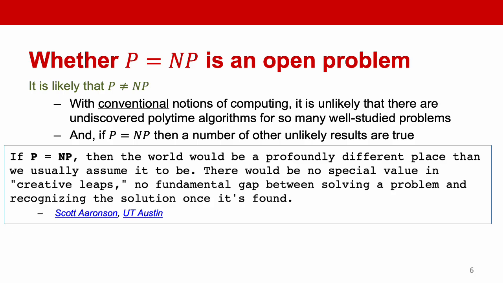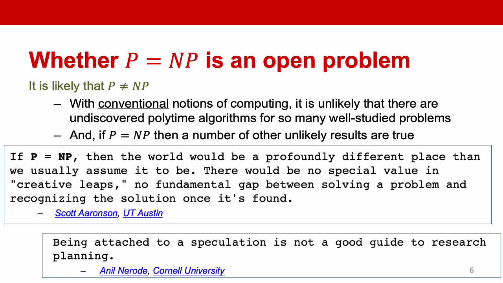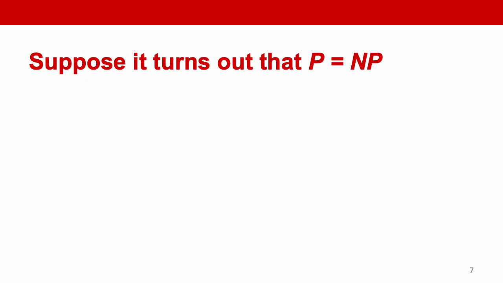Scott Aaronson says if P is equal to NP, then the world would be a profoundly different place than we usually assume it to be. There would be no special value in creative leaps, no fundamental gap between solving a problem and recognizing the solution once it's found. And being attached to a speculation is not a good guide to research planning. That's what Anil Nerode says at Cornell University. I think this is the Nerode from Myhill-Nerode. So if it did turn out that P was equal to NP, I guess people would be sad.